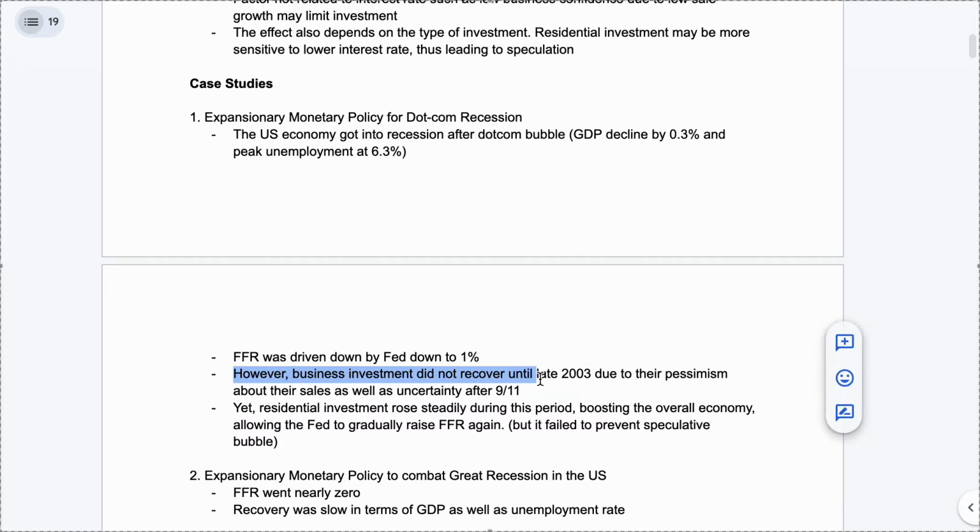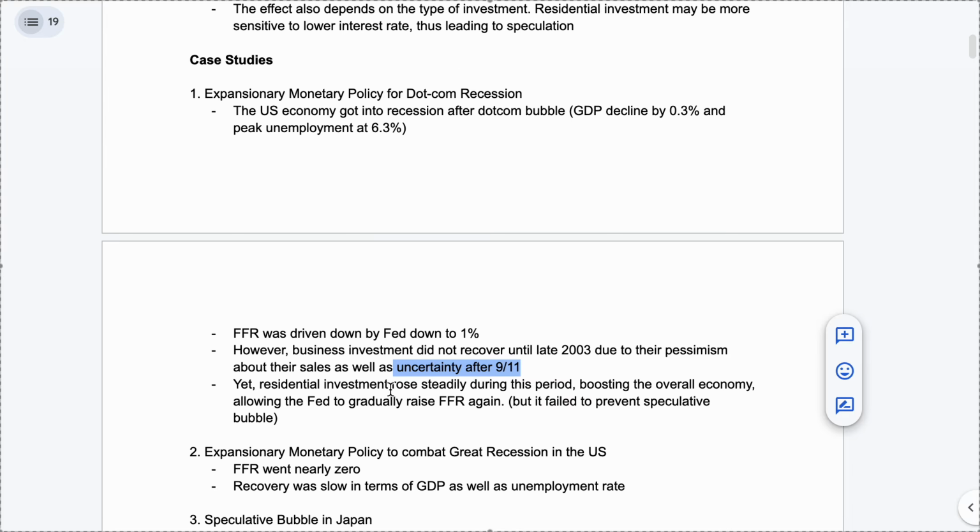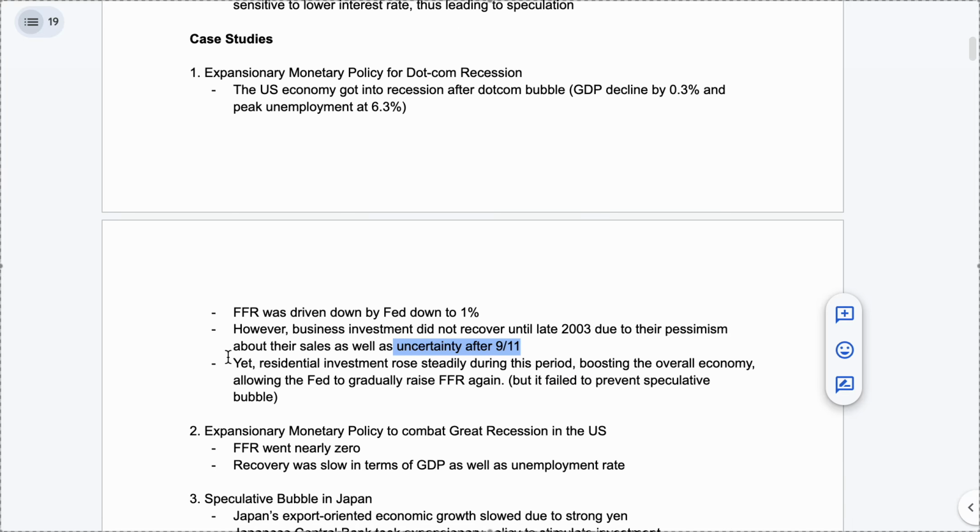Okay, so that was happening. Also, another reason why investment didn't grow much is uncertainty regarding 9/11. So those non-price, non-interest factors seem to be more dominant and more important for business decision making in this period. Yet residential investment, which as I said is very sensitive to interest rate and insensitive to business confidence, rose steadily during this period, boosting the overall economy.